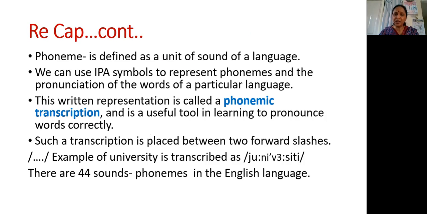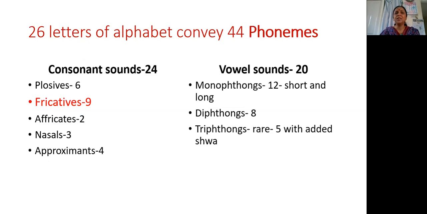The written representation of a phonemic language is called phonetic transcription or phonemic transcription. This is a very useful tool in learning to pronounce the words correctly. Such a transcription is actually written between two forward slashes. Example, you can see the slide, university. The word is transcribed in the phonetic alphabet along with the stress. And there are 44 sounds, that is phonemes, in the English language. Now, 26 letters of the alphabet represent the 44 phoneme sounds.